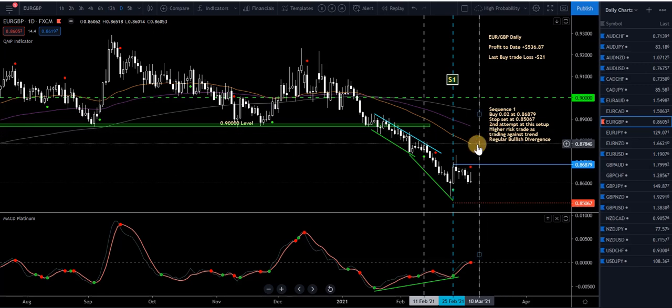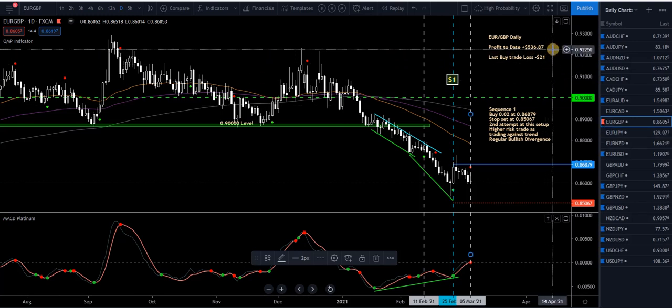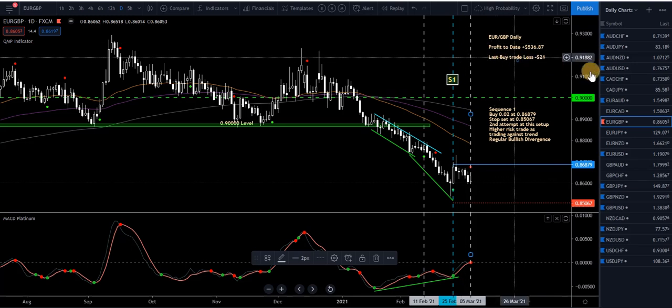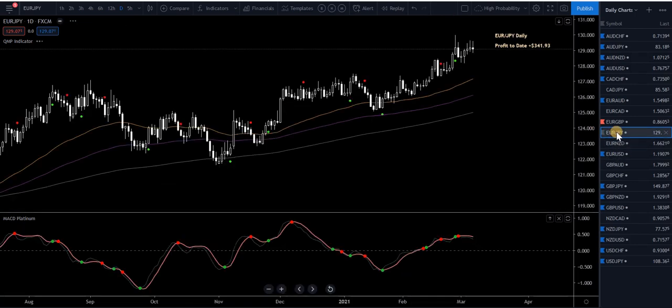So on Monday, I'm looking at closing that buy trade on the Euro Pound. Made some okay profit on this, not a huge amount, but it's not a bad pair to trade. Sometimes it can be a little bit boring, but other times it goes nicely. Euro Yen, no trade on the Euro Yen.